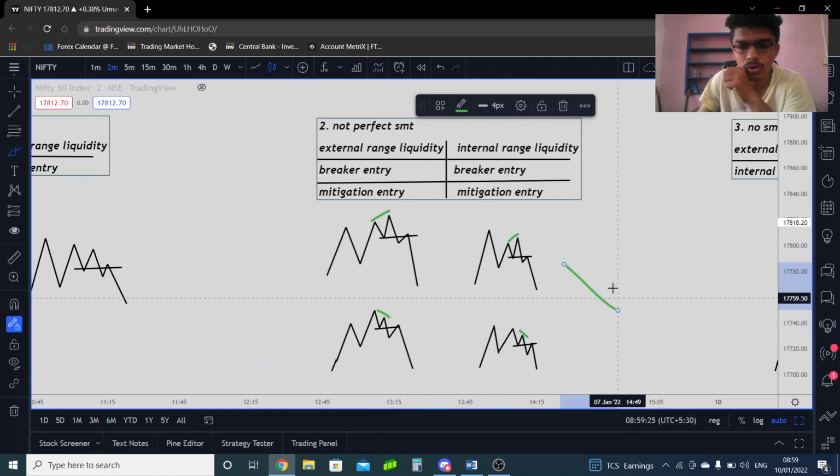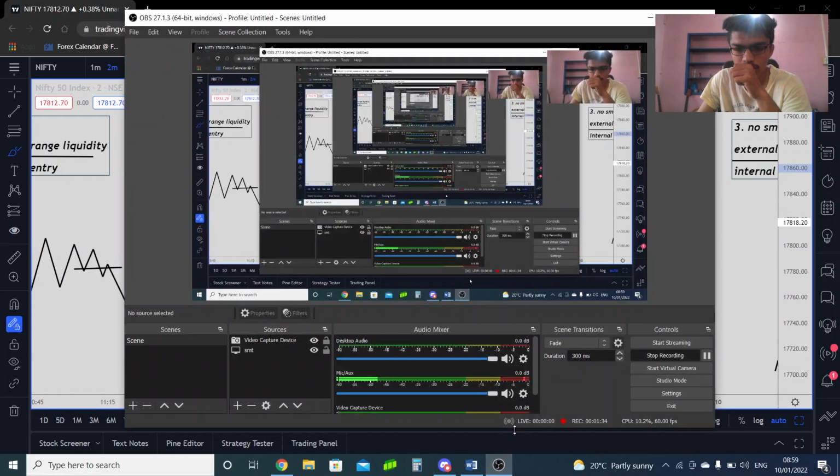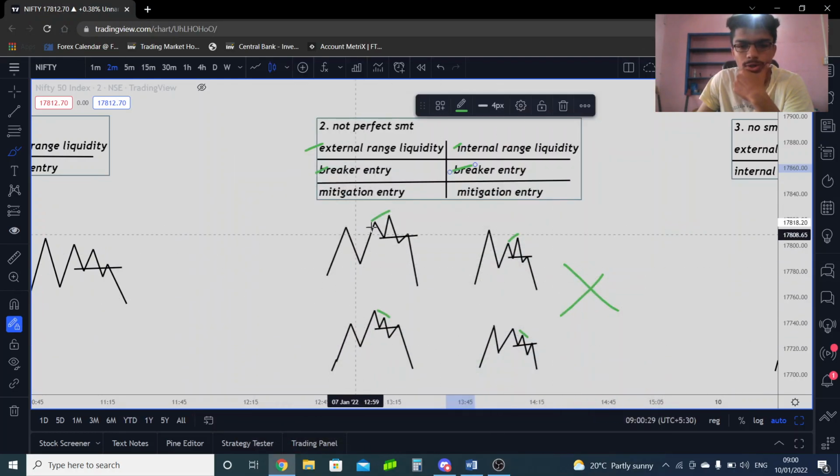Then this is no trade. Why? Because over here, this is different, this is different, this is same, and this is same. So one pair is giving you breaker, another pair is also giving you breaker, one pair is giving you mitigation, another pair is also giving you mitigation.